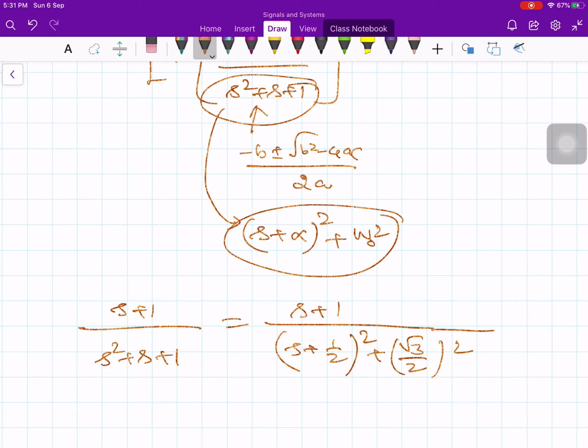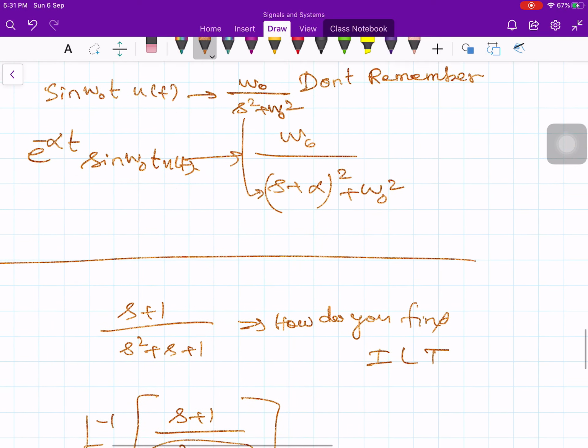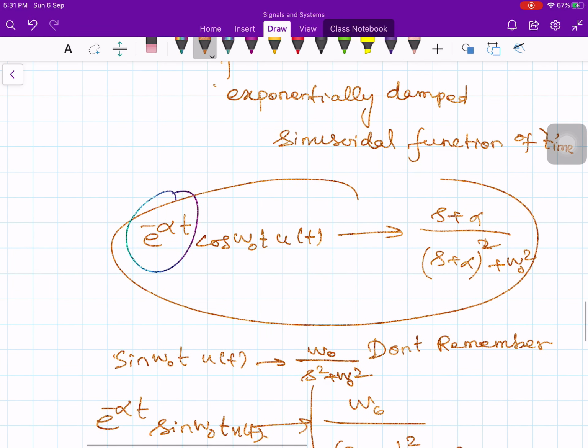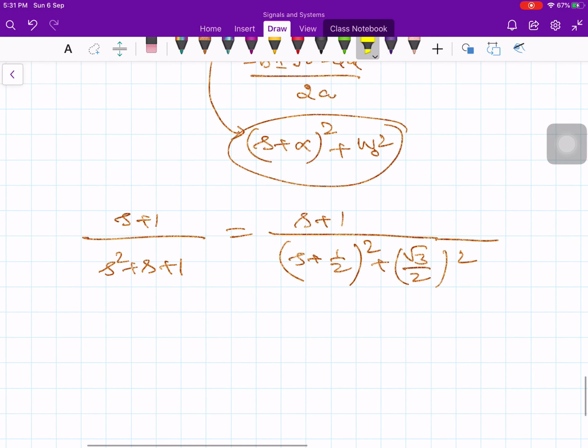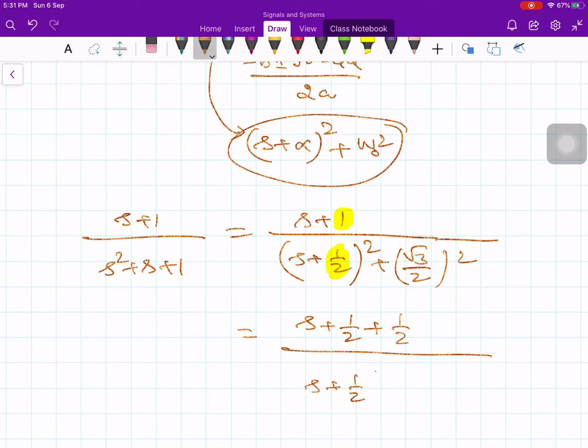Now if the numerator had been s plus 1 by 2, then I can write it in terms of cos omega naught t. If you recall the formula for cos omega naught t, it has s plus alpha in the numerator, and the denominator also has s plus alpha the whole squared. But here I have s plus 1 by 2 in the denominator, while in the numerator I have s plus 1. So I need to modify things here. What will I do? I will put s plus 1 half plus 1 half. The denominator is s plus 1 by 2 the whole squared plus root 3 by 2 the whole squared.